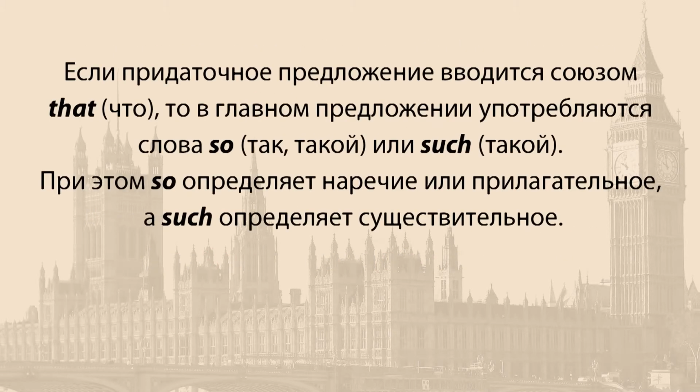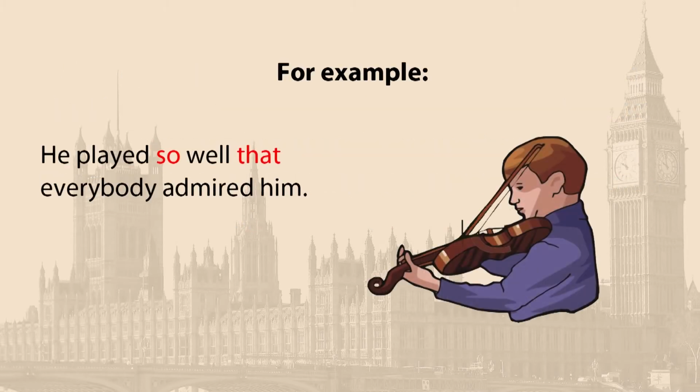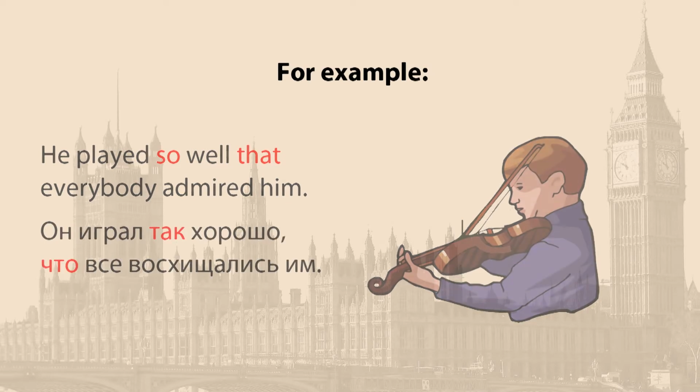Если придаточное предложение вводится союзом that, что, то в главном предложении употребляются слова so, так, такой, или such, такой. При этом so определяет наречие или прилагательное, а such определяет существительное. For example, he played so well that everybody admired him. Он играл так хорошо, что все восхищались им.